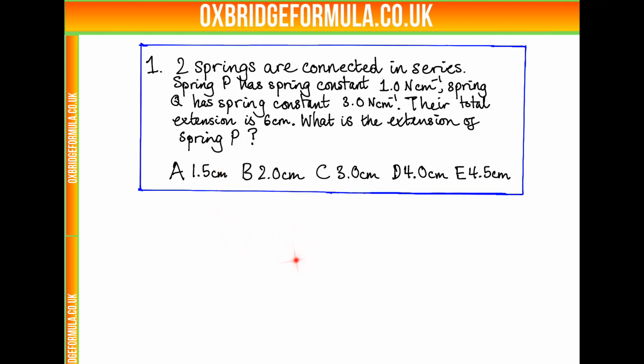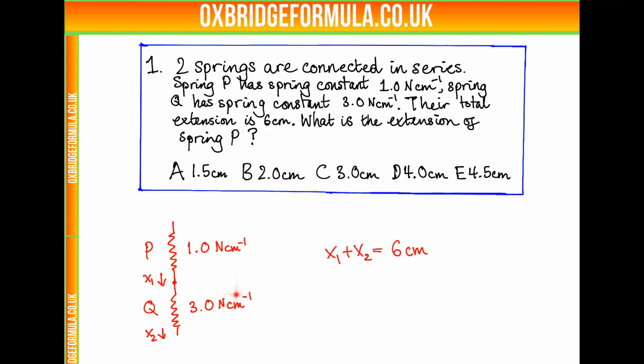So it would be good to draw the setup of these two springs. So P with 1 Newton per centimetre and Q with 3 newtons per centimetre. So we're told that their total extension adds up to 6 centimetres. So they both have a certain extension because they're under a certain force. So their extensions x1 and x2 must equal 6 centimetres. So this is a relationship that we can draw between them.